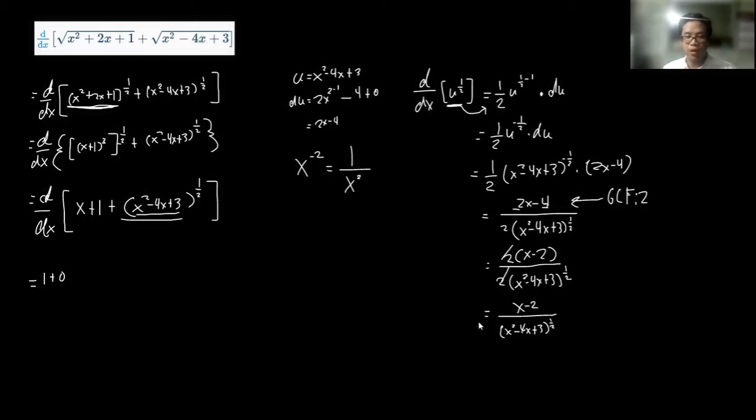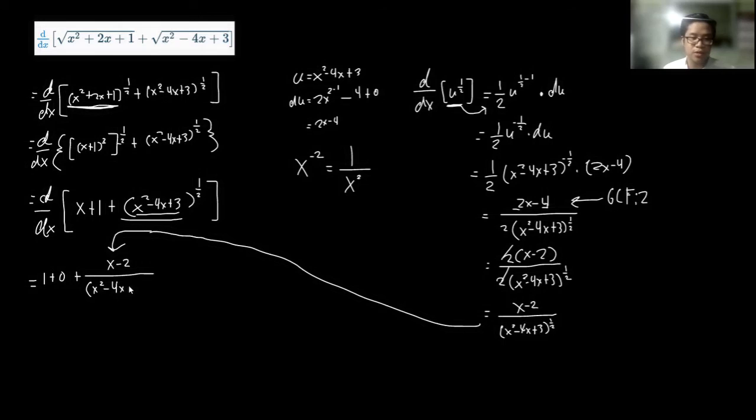That's it. So therefore, I'll rewrite it here. This would be plus x minus 2 all over x squared minus 4x plus 3 raised to 1 half. And I can simplify this one further: 1 plus x minus 2 all over the square root of x squared minus 4x plus 3. That's it. That is my final answer.